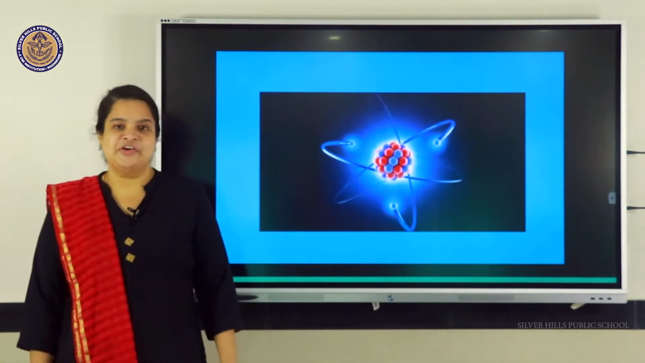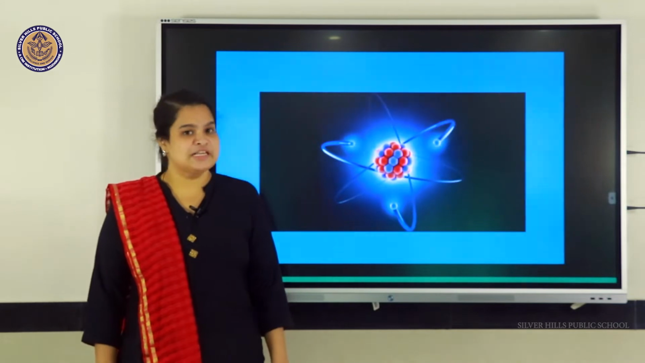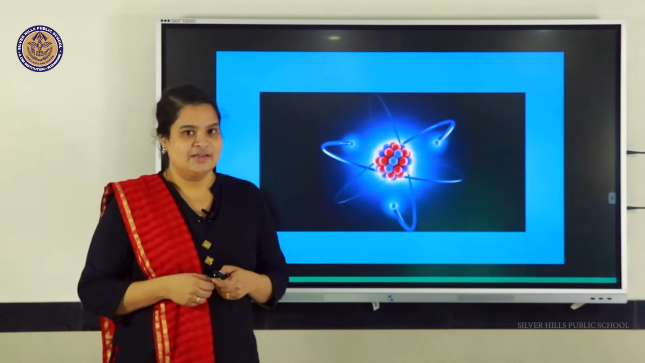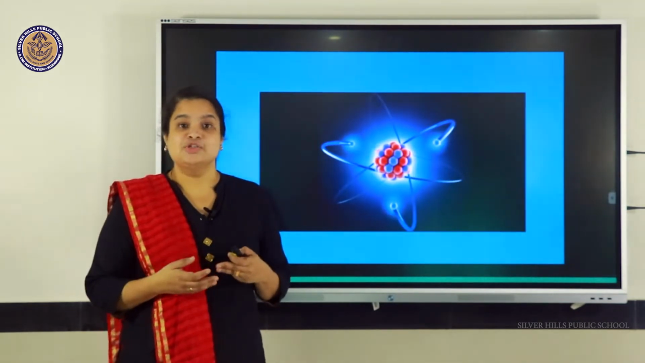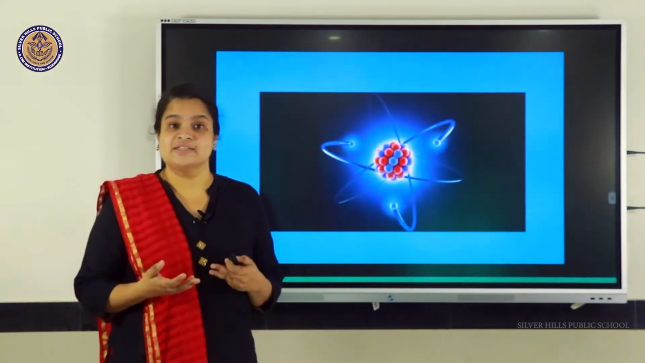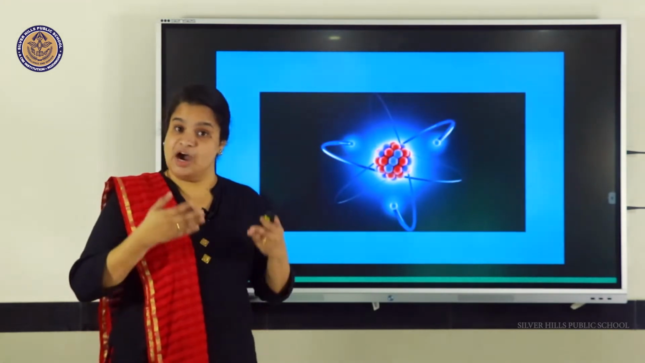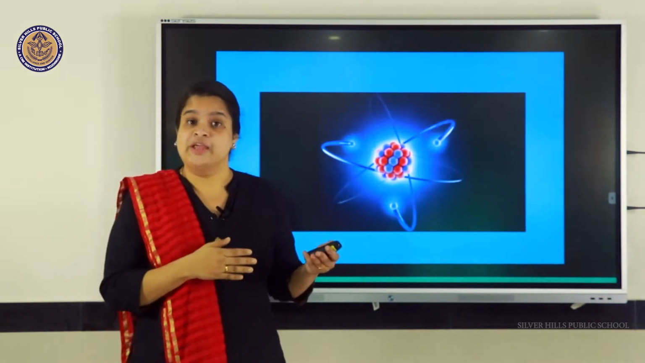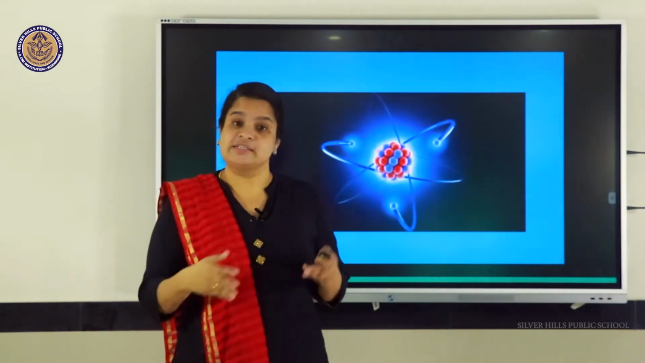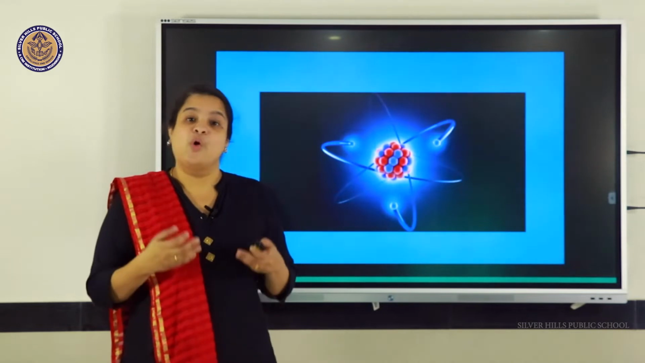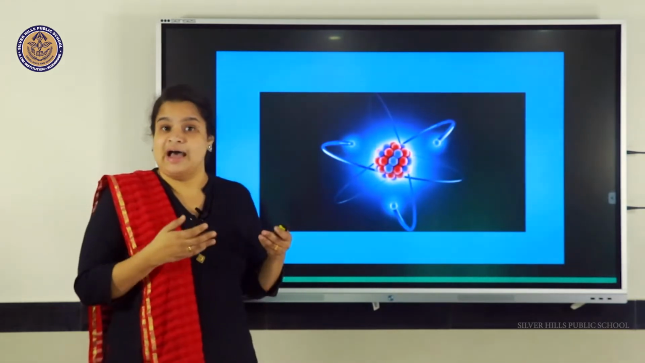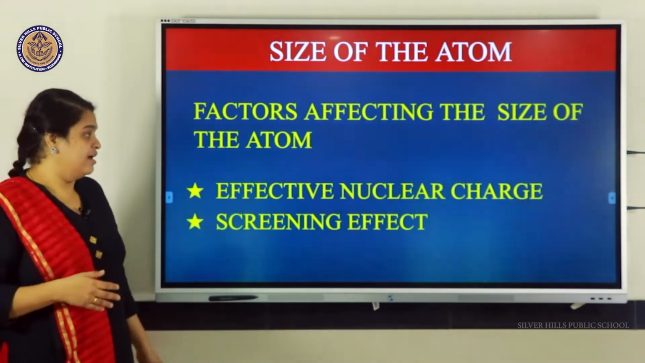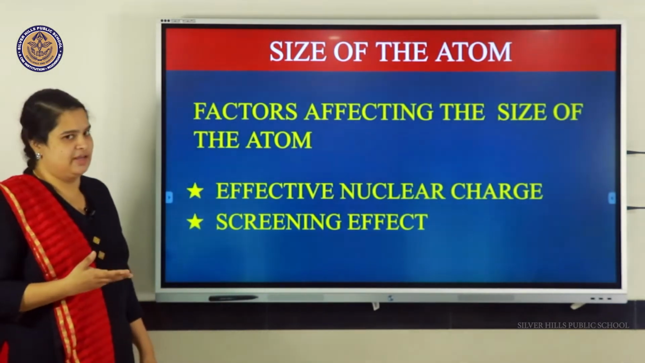In the last session, we discussed the physical properties and the electronic configuration of the 3d series. Today, I am moving on to the variation in the atomic size along the 3d series and down the group. So, before going to the next section, we should know what the factors affecting the atomic size are. The factors affecting the atomic size are effective nuclear charge and screening effect.